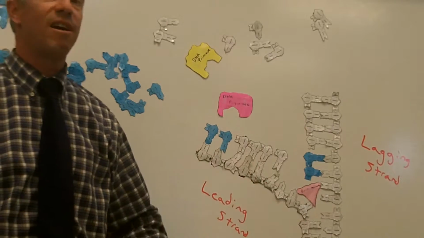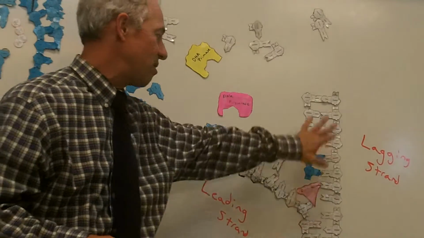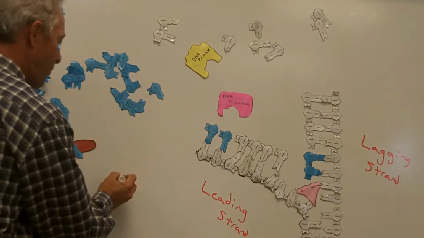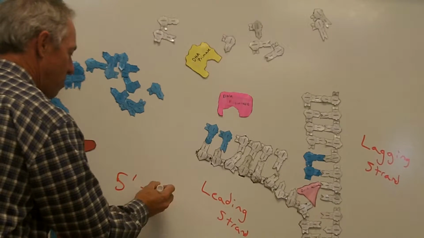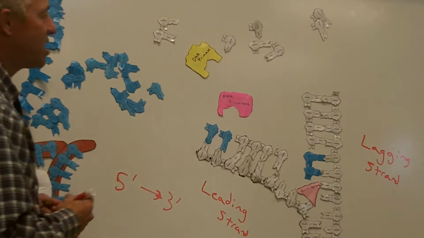But that's something y'all don't have to worry about. That's what we talk about in AP, how the sides are labeled. Honors has to know that. 5' and 3'. Does honors have to know 5' and 3'? Yep. Oh, okay. Well, that's easy enough.